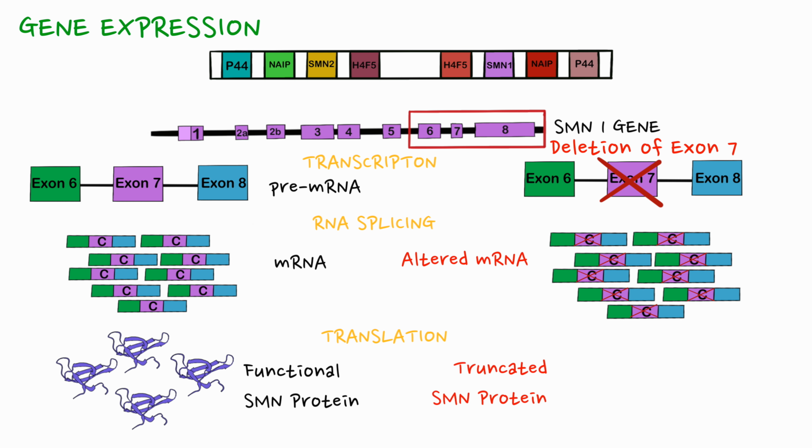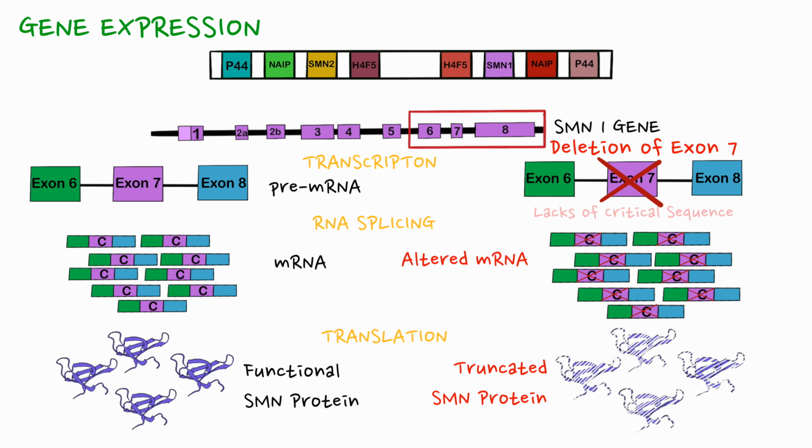Without exon 7, the splicing machinery produces an altered mRNA transcript from the mutated SMN1 gene. This transcript lacks the critical sequences encoded by exon 7, resulting in the production of a truncated SMN protein. This truncated protein is usually unstable and rapidly degraded, leading to a severe deficiency of functional SMN protein in affected individuals. Loss of exon 7 results in the production of an unstable truncated SMN protein or no functional protein at all. The severity of SMA depends on the amount of the functional SMN protein present.